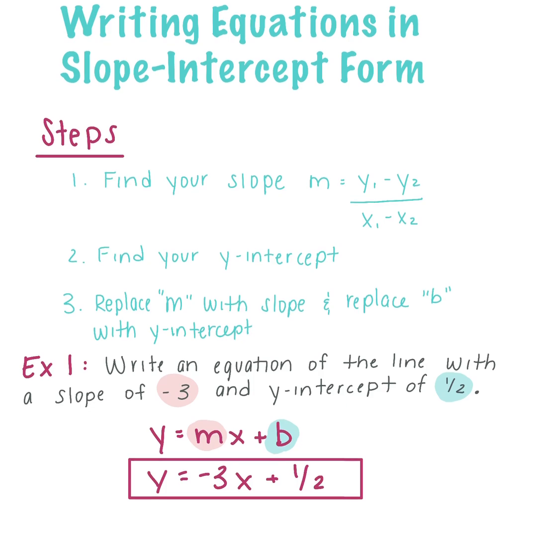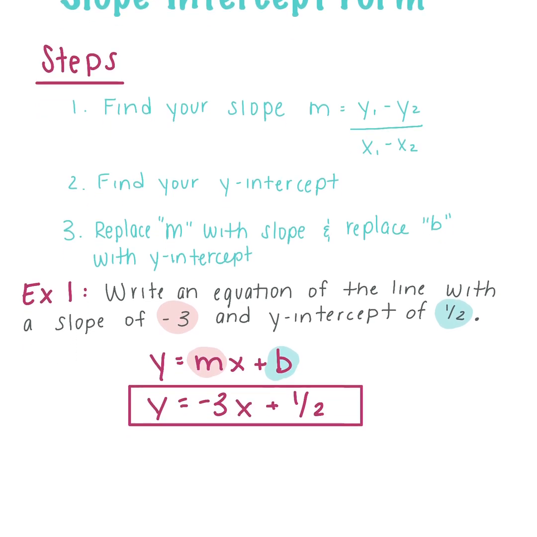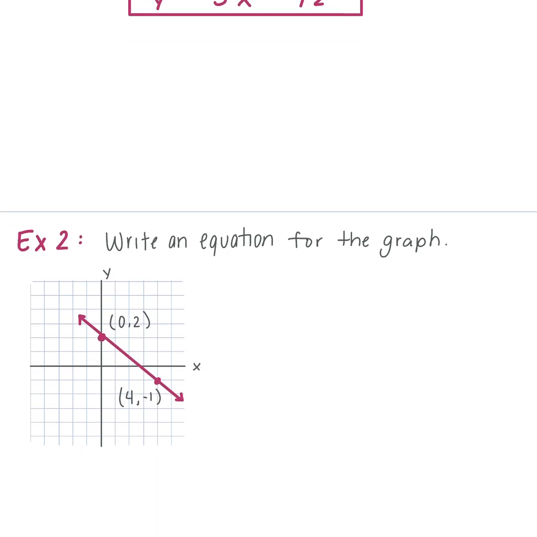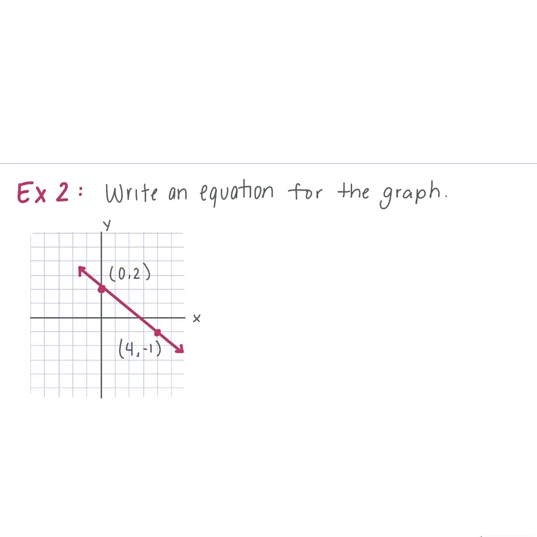So then we can make it a little more complicated. I could give you a picture of the graph instead of just saying, here's the slope, here's the y-intercept. I can give you a picture and we can say, okay, let's look at the picture of the graph and decide what the slope is and what the y-intercept is. So we want to find our m and we want to find our b, and then we'll write our equation.